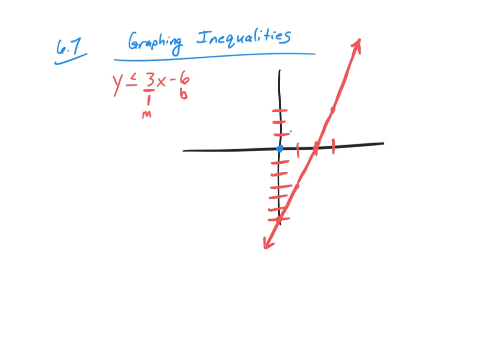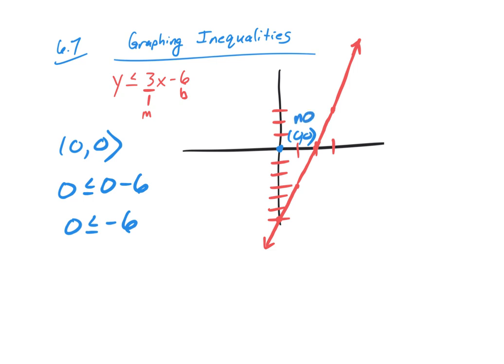The point that I always love plugging in is 0, 0. If I plug 0, 0 in to this inequality, the reason I like 0, 0 is because it's easy to plug in. 0 is less than or equal to 3 times 0 minus 6. So if I plug in 0, 0, I get 0 is less than or equal to 0 minus 6. So is 0 less than or equal to -6? Is that a true statement? No. Okay. That is not true. Okay. 0 is actually bigger than -6. So that is not the way we want to shade.